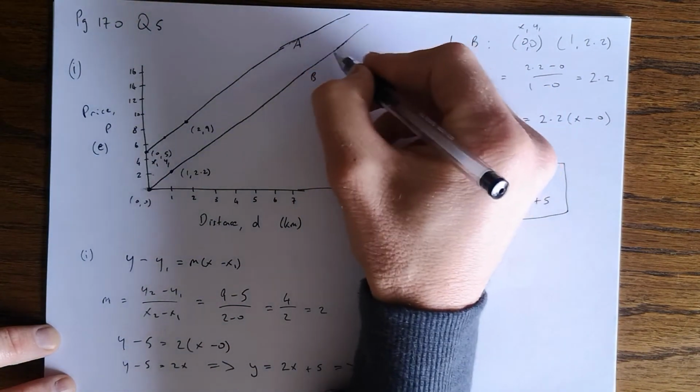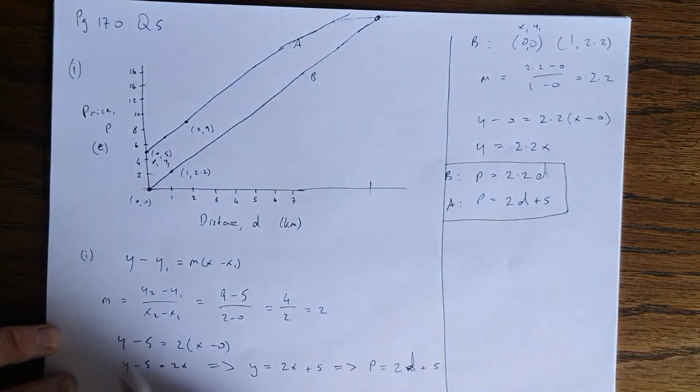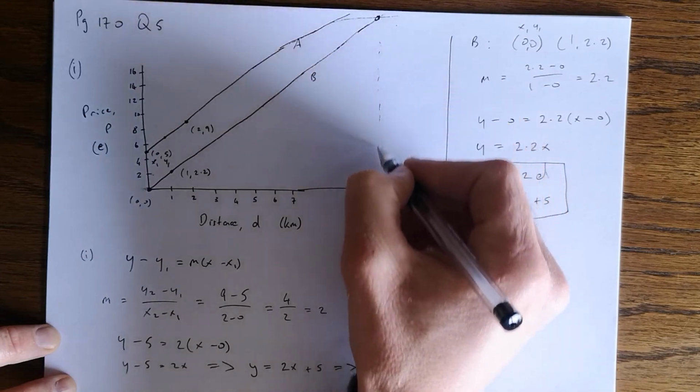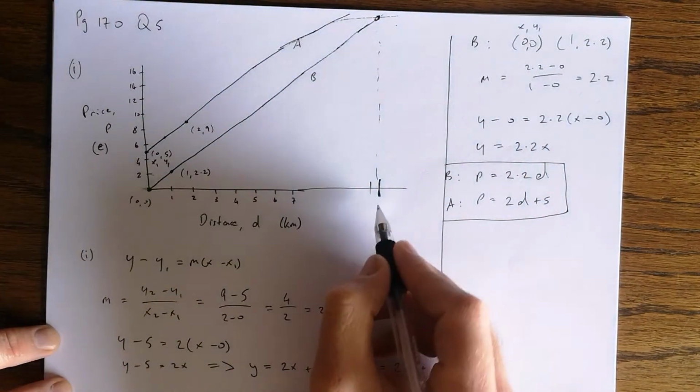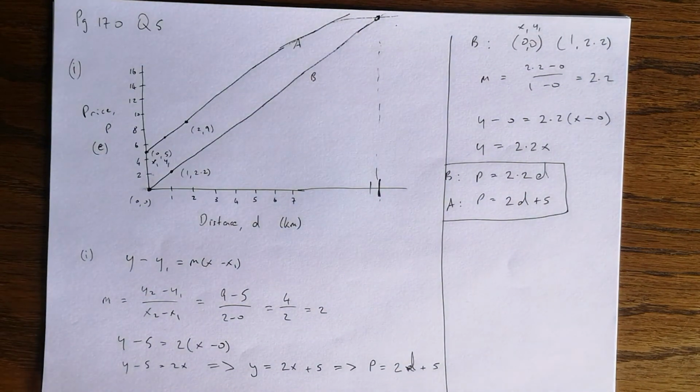Let's say, well, I'm not going to be able to get them to intersect, but let's say they intersected there. Then the answer to that question would be whatever distance that is down there. So at this distance, they both charge the same. So you can do that yourself.